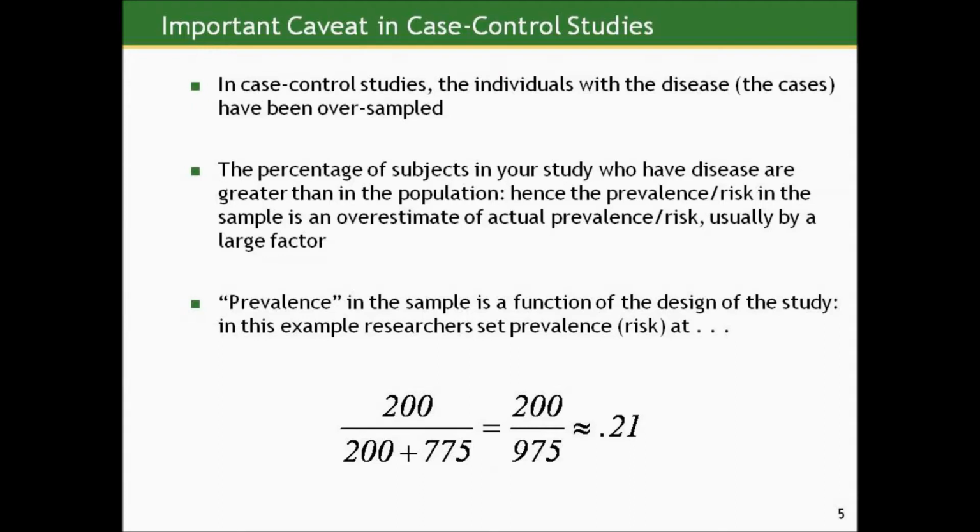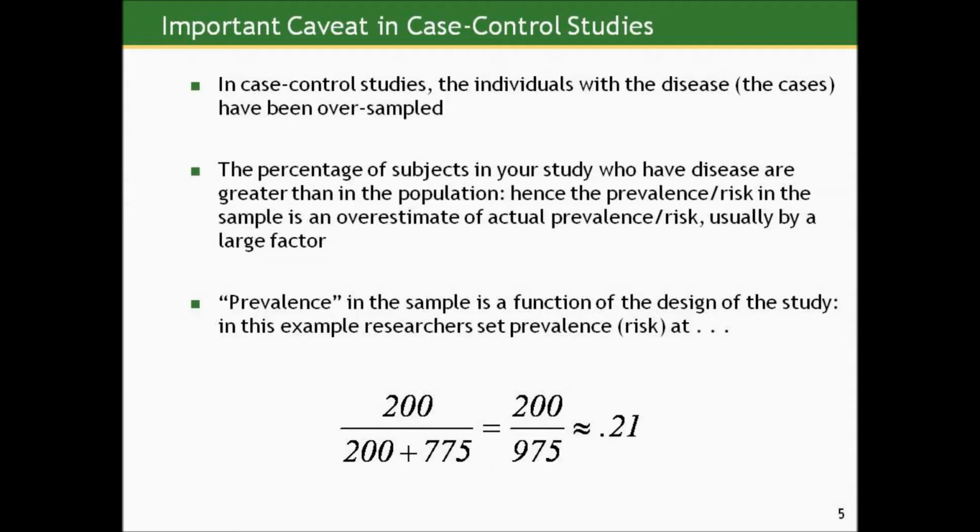Well, here's the tricky thing. In case control studies, the risk of the disease has been set by design. The individuals with the disease, the cases, have been generally oversampled relative to their appearance in the general population. So the percentage of subjects in the study who have the outcome is greater than in the population at large, in most cases by a sizable amount. Hence, the prevalence or risk of this condition in the sample we've taken is much larger than it would be in the population of interest. Prevalence or risk in the sample is a function of the design of the study.